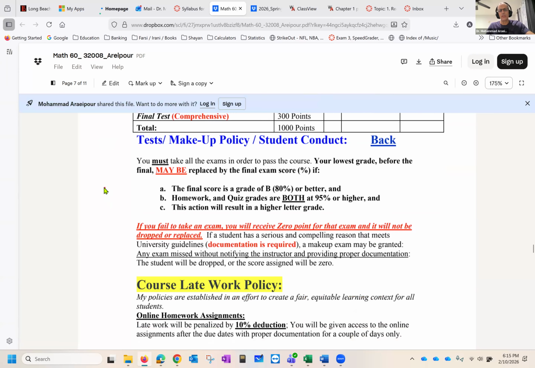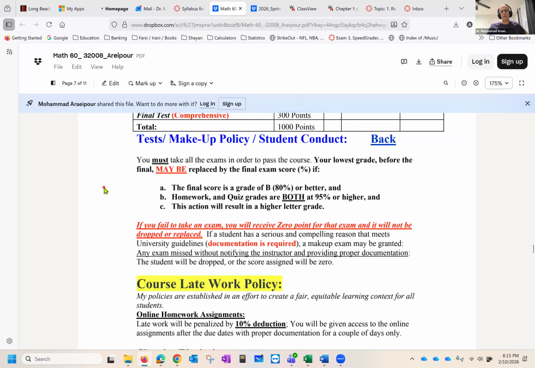Basically, there's no makeup policy. You have the entire week to take the exam. You can take it at the earliest time of your convenience. You can wait until Friday, and so on. You must take all exams in order to pass the course.